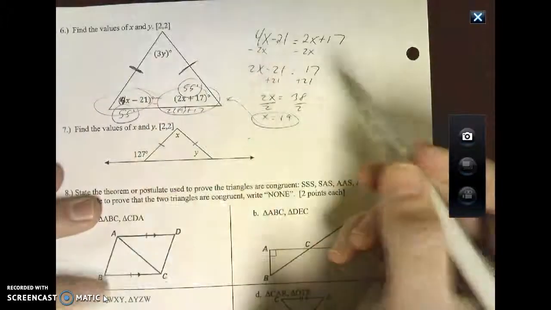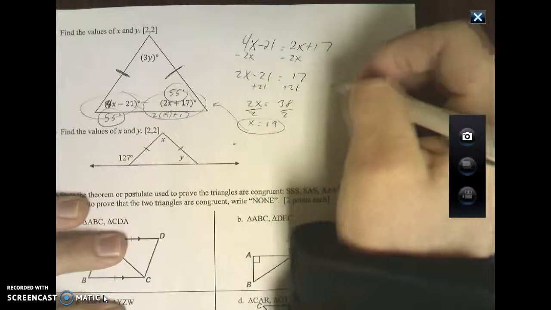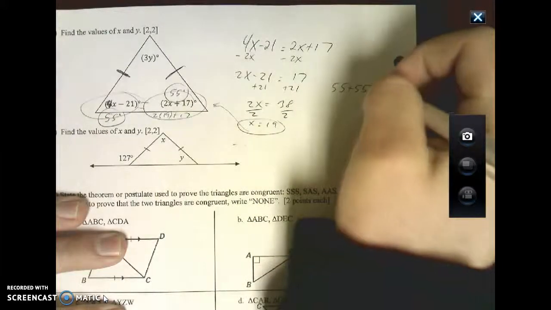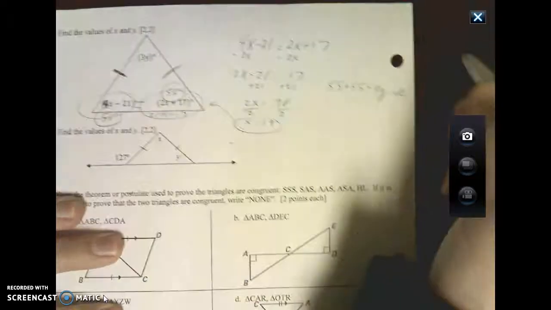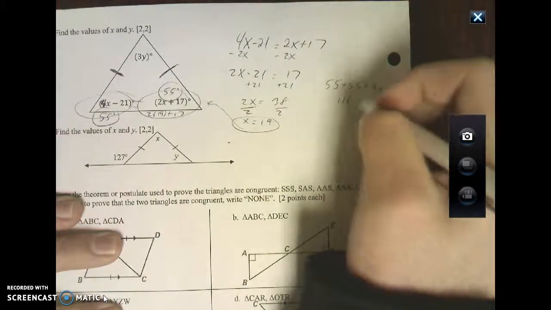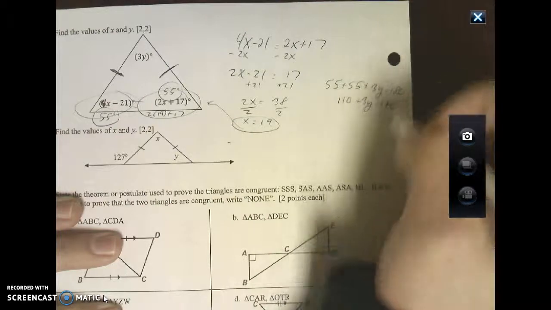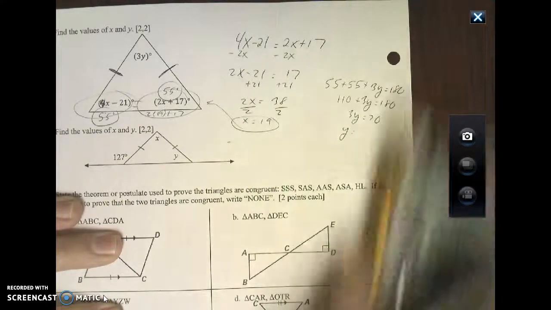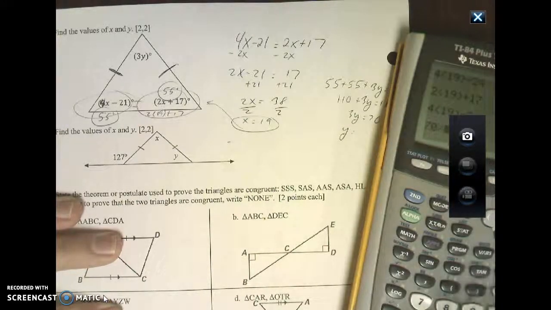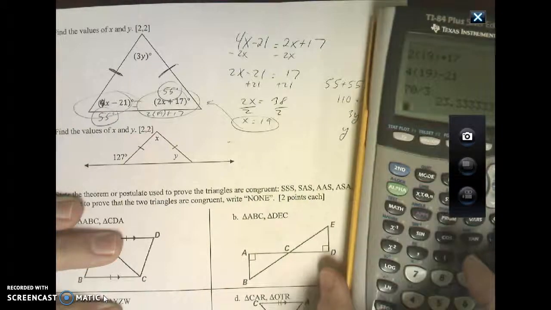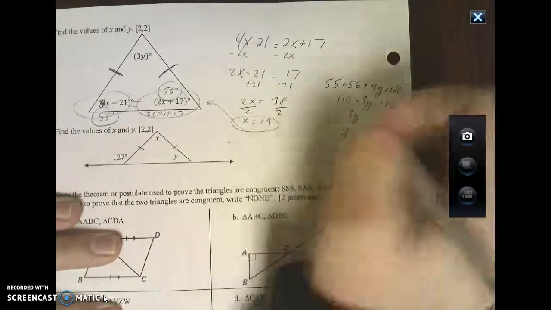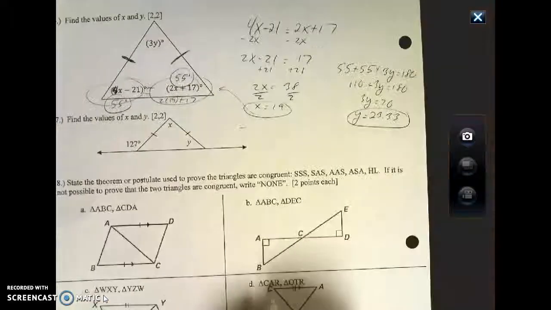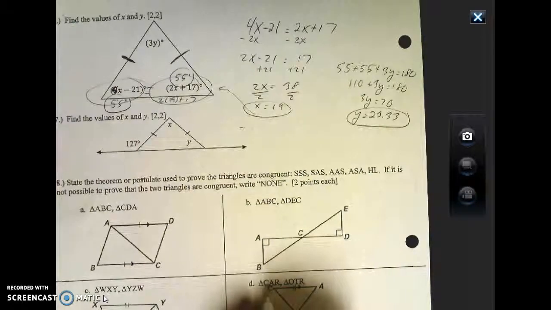So the three angles of a triangle add up to 180. Now I have 55 plus 55, which are these two angles. If I add that with 3y, that has to equal 180. 55 and 55 is 110. Subtract that over. 3y equals 70. Divide. This is going to end up being a decimal, 70 divided by 3, 23.33. Very nice. We can plug that back in and see it works out just fine.